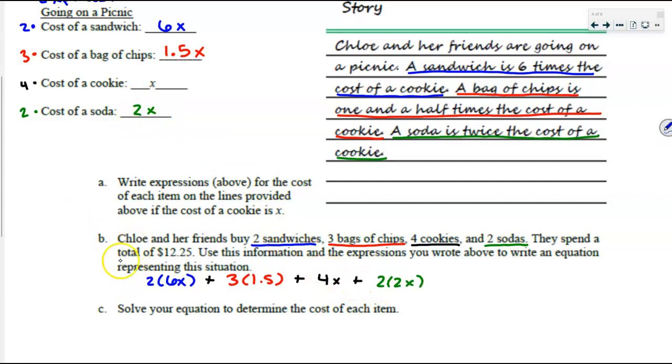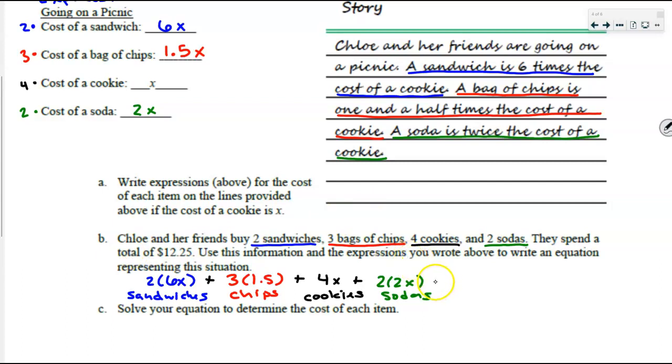So I'm just going to label all of this right now. This was the sandwiches. This was the chips. This was the cookies. And this is the sodas. When I buy all of these sandwiches and chips and cookies and sodas, how much money have we spent? Yeah, so how am I going to show that? How am I going to show that all of that together is $12.25?